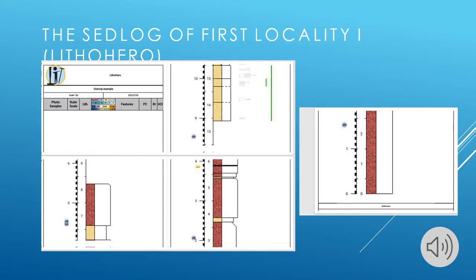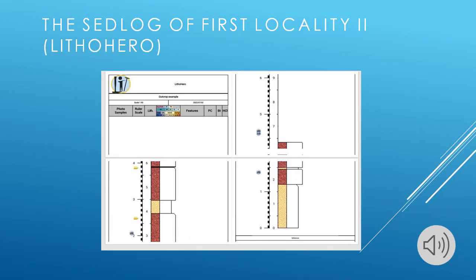The first outcrop setlog of the first locality of Bukit Keluang consists of mainly conglomerate which is interbedded with sandstone. It has some sedimentary structures that occur in the sandstone such as ripple laminae, cross lamination, planar cross bedding and tabular cross bedding. The second outcrop setlog of the first locality of Bukit Keluang consists of mainly conglomerate which is interbedded with sandstone.